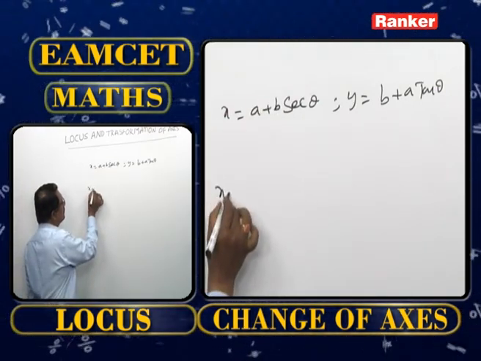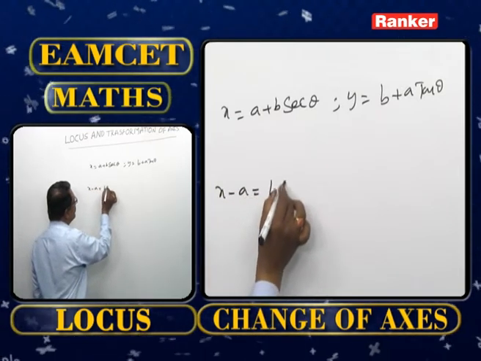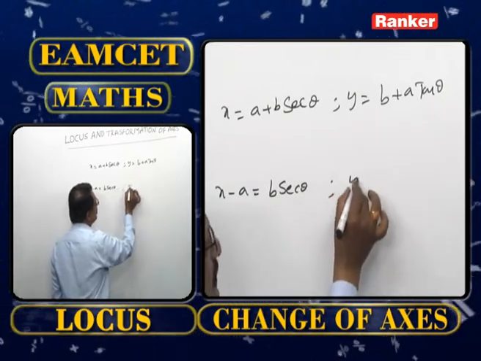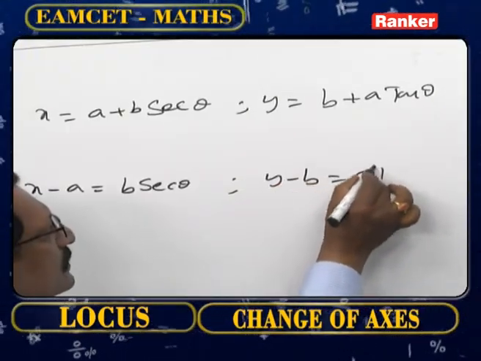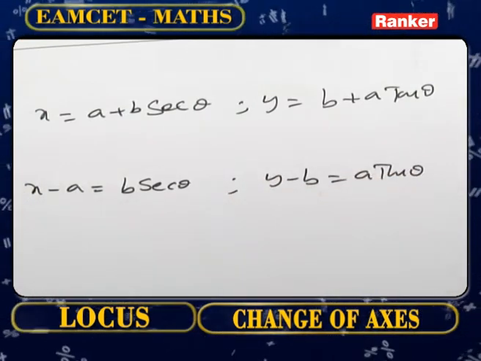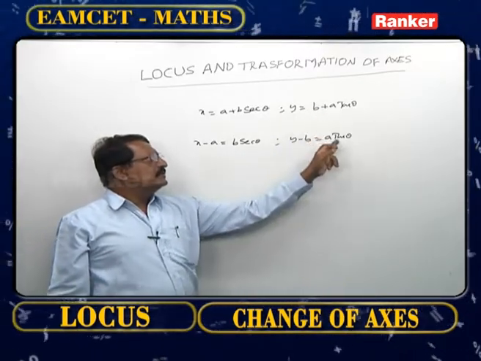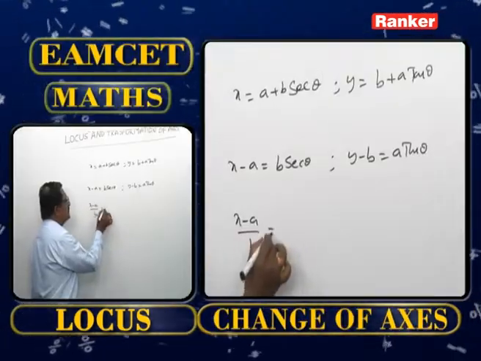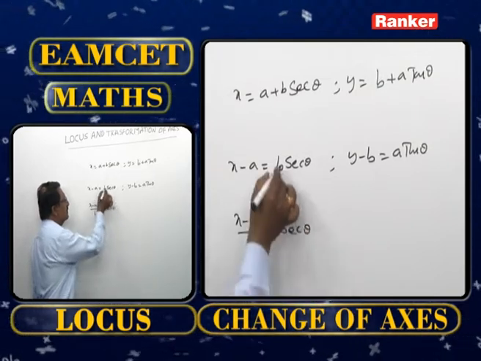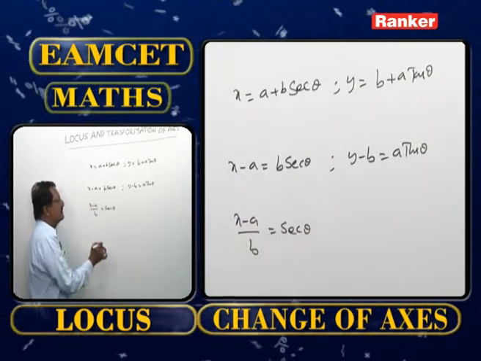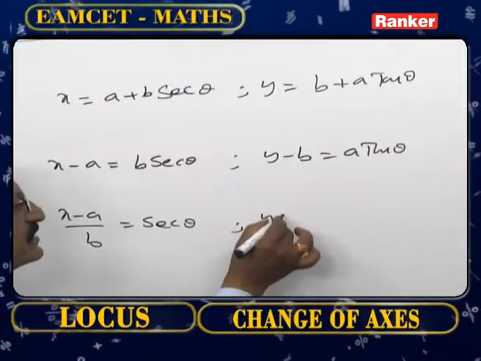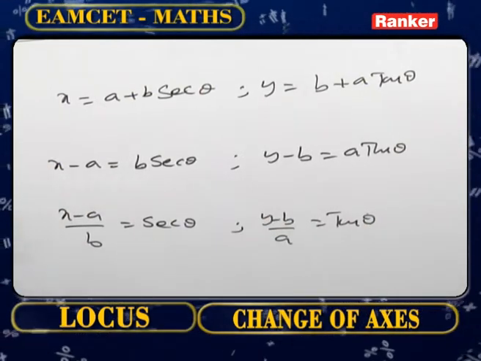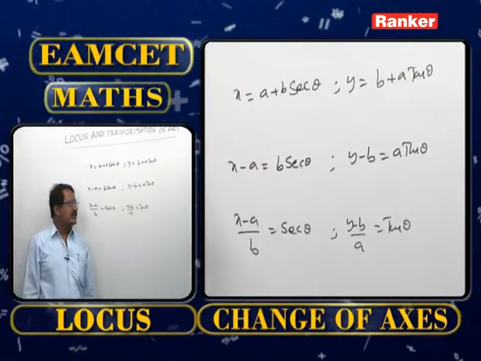From the first equation, x minus a equals b secant theta. Similarly, from the second equation, y minus b equals a tan theta. Now, (x minus a) by b equals secant theta, and (y minus b) by a equals tan theta. From these two equations, eliminating theta, we get the required locus.